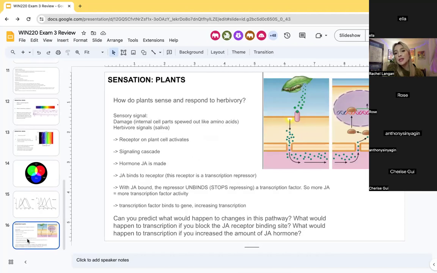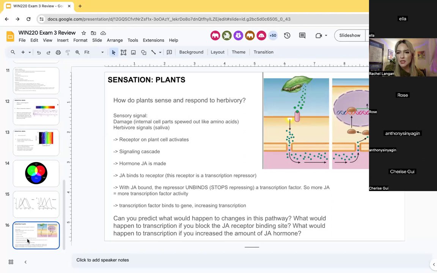All right, and then the last topic for sensation is plant defenses. So you need to know, how do plants sense and respond to herbivory? And also, given that pathway, if there's some kind of change to the pathway, can you predict other changes that might happen? So the pathway you need to know is in response to some kind of herbivory.